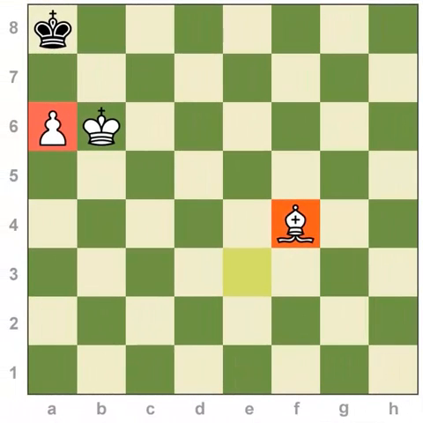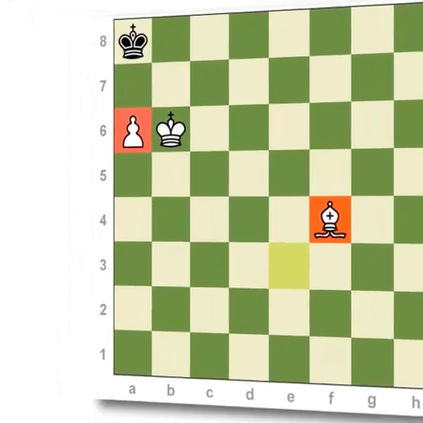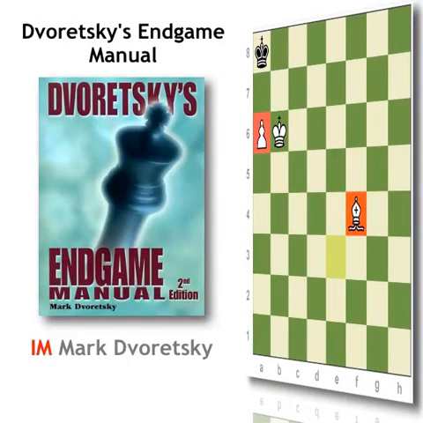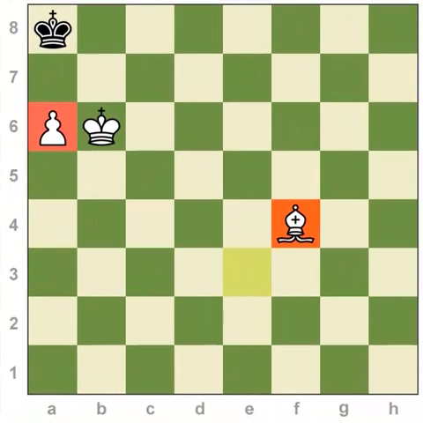But the series is not about learning theoretical endgames. There are so many reference books out there. The one that comes to mind is the famous Dvoretsky book, The Endgame Manual, where he talks about all of these various theoretical endgames. But the key, I feel, to really master endgames is to learn what I call practical endgames. So let me give you an example of a practical endgame.